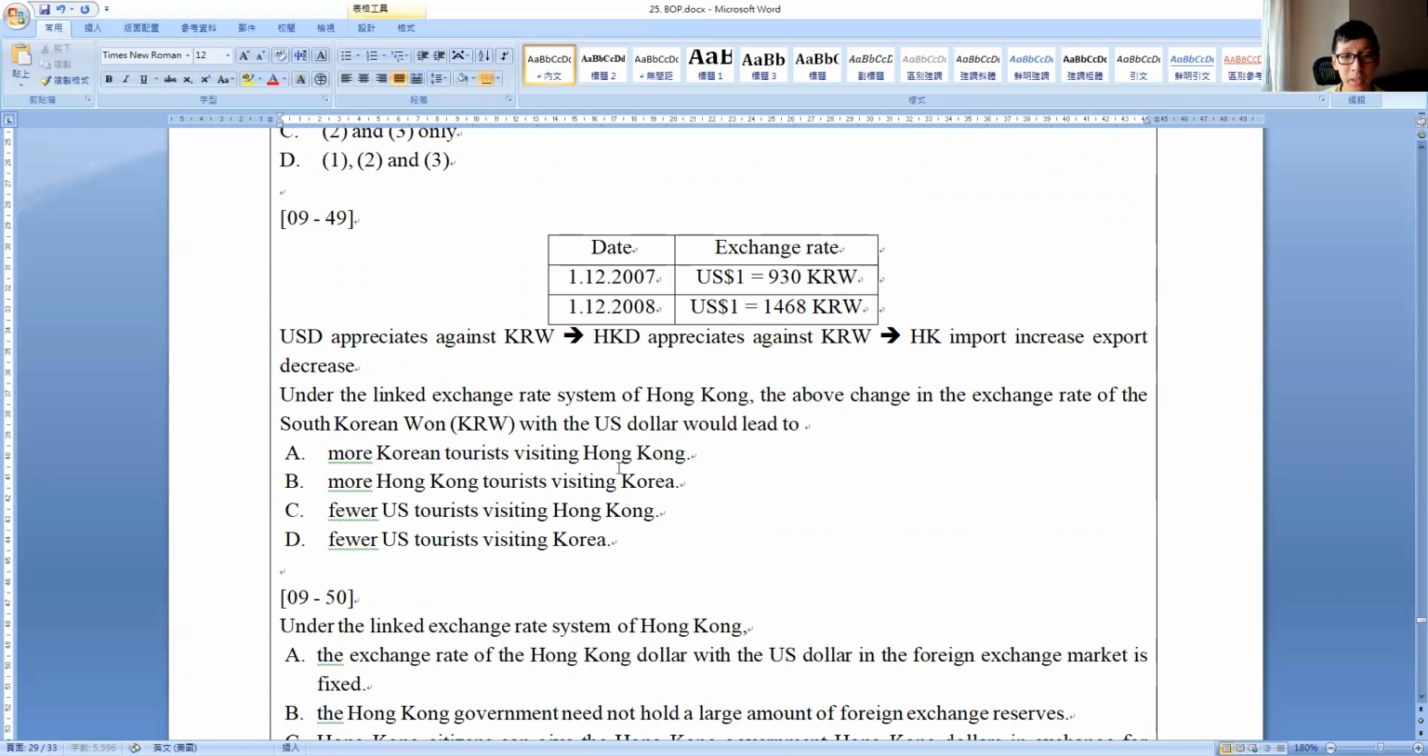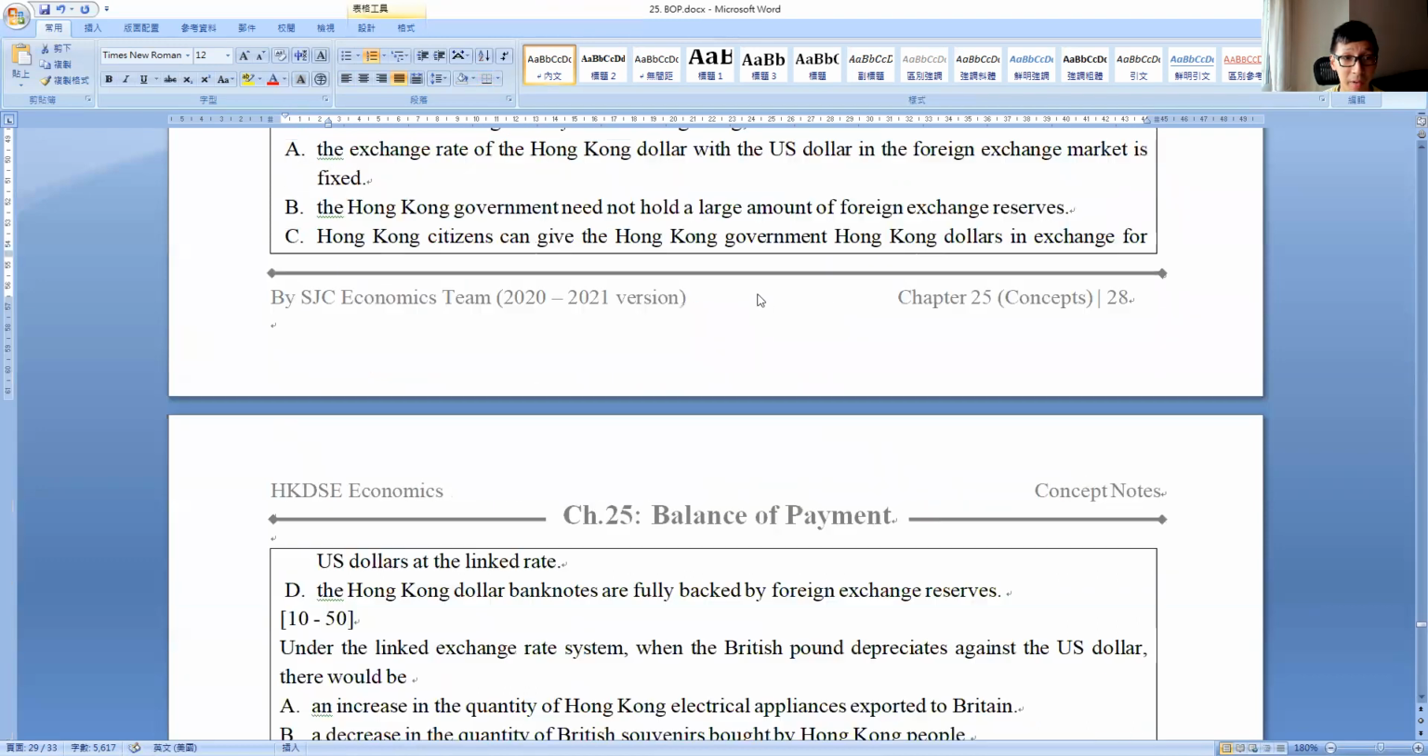Now, this would lead to something, right? First, more Korean tourists visiting Hong Kong. No, remember, the price in terms of Korean won would have increased. Hong Kong things became more expensive, so there will be fewer tourists. More Hong Kong tourists visiting Korea. Yes, because the price in terms of Hong Kong dollar would have decreased. Korean things became cheaper, so people go and buy Korean things. Fewer US tourists visiting Hong Kong and fewer US tourists visiting Korea do not make sense. You should understand. So the answer would be B here. Now, next one.